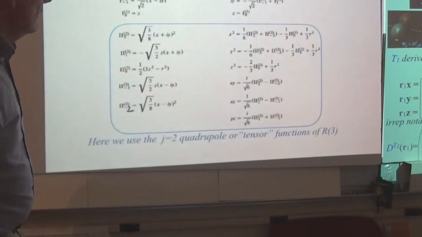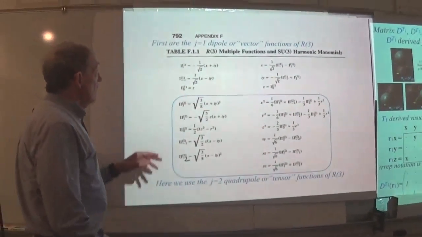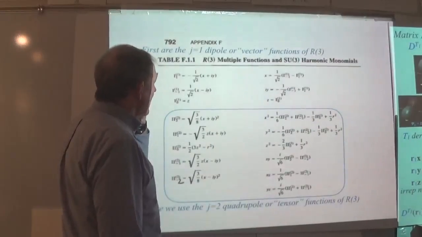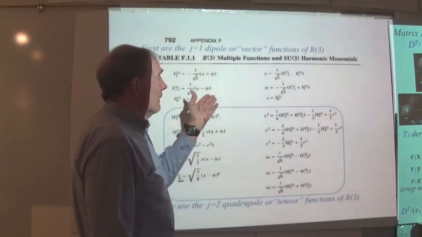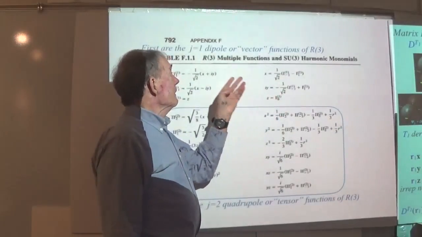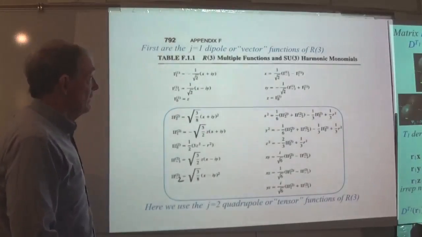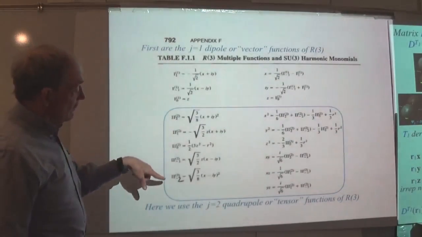Okay. Well, as I said, our top-down approach here has just used up all the information that you can get out of the first representation of R3, that vector dipole representation. Now we go to this one.